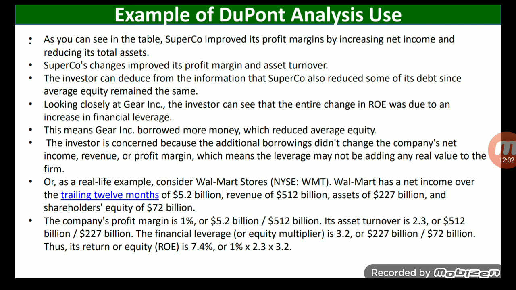Now as you can see in the table, Super Company improved its profit margin by increasing net income and reducing its total assets. Super Company's changes improved its profit margin and asset turnover. The investor can deduce from the information that Super Company also reduced some of its debt, since average equity remained the same. Looking closely at Gear International, the investor can see that the entire change in the return on equity was due to an increase in financial leverage.